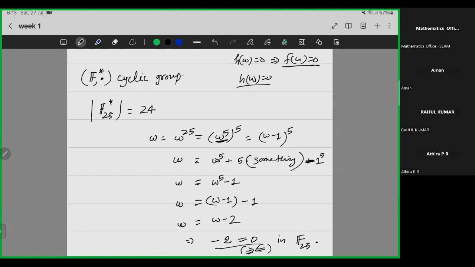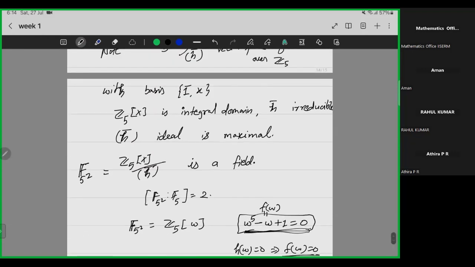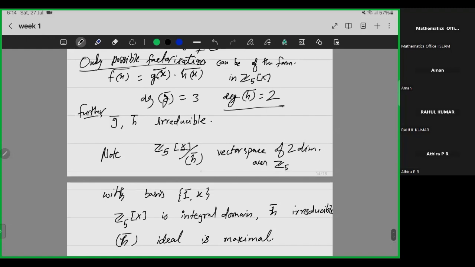Because minus 2 is not equal to 0. Minus 2 can be written as 3 minus 5, and minus 5 is 0 because the characteristic of this field is 5. So 3 is not equal to 0. That is clear. So minus 2 equal to 0 is a contradiction. So we got some contradiction at least. So this kind of 2-degree factor cannot appear in f.